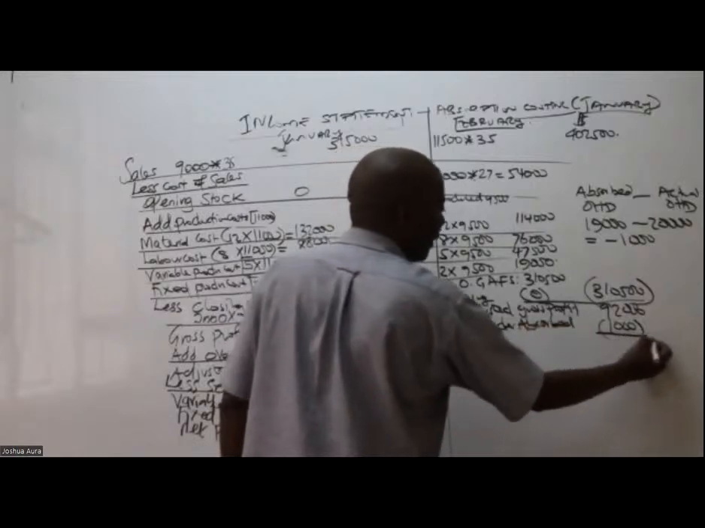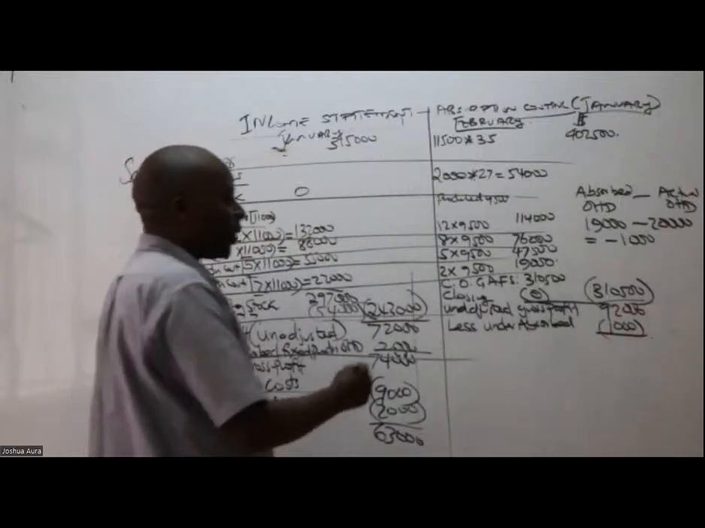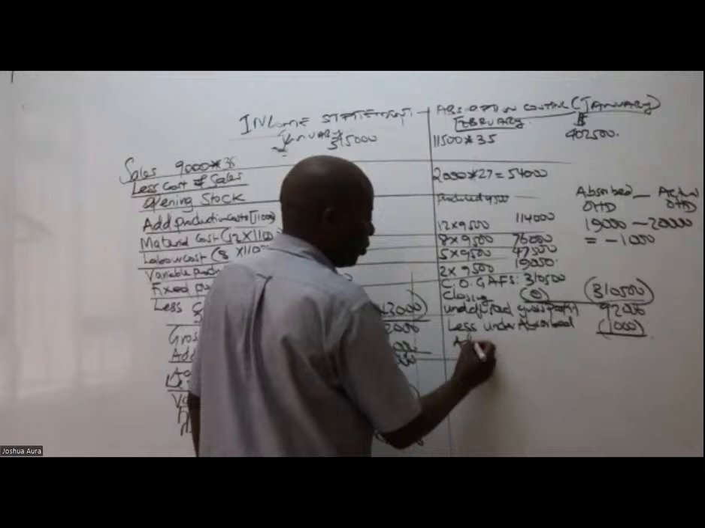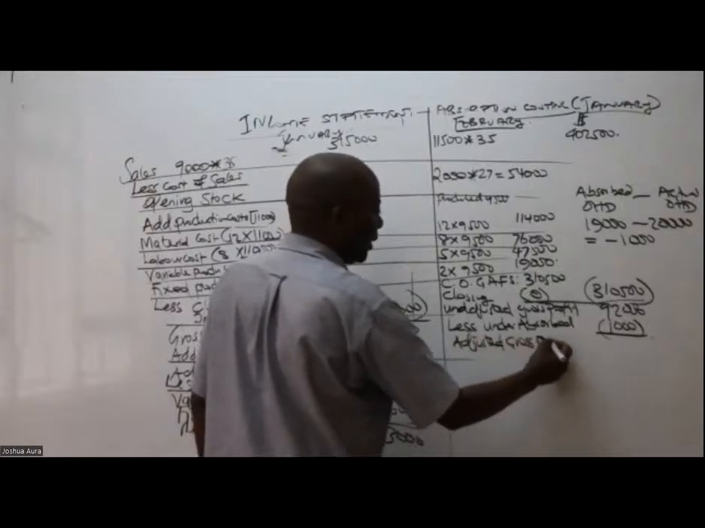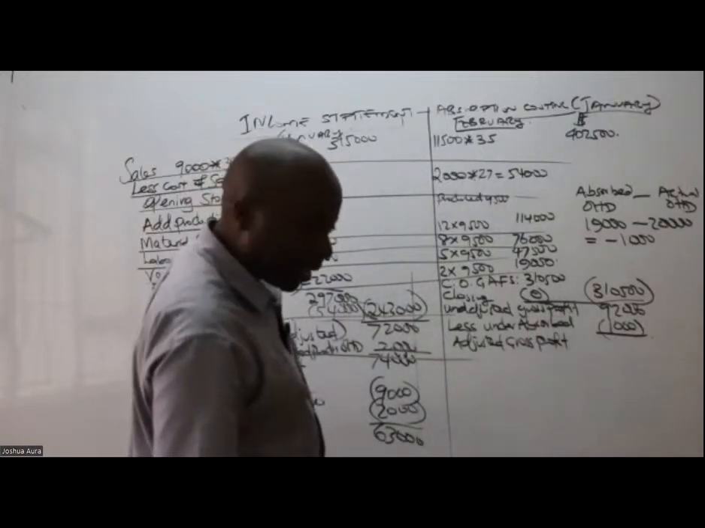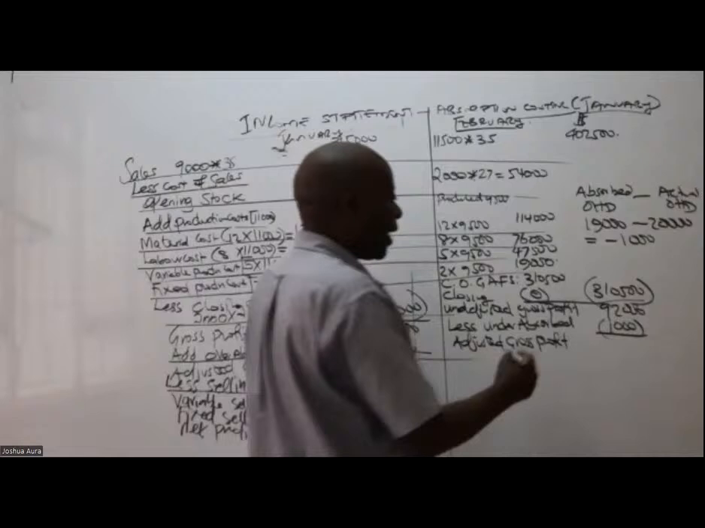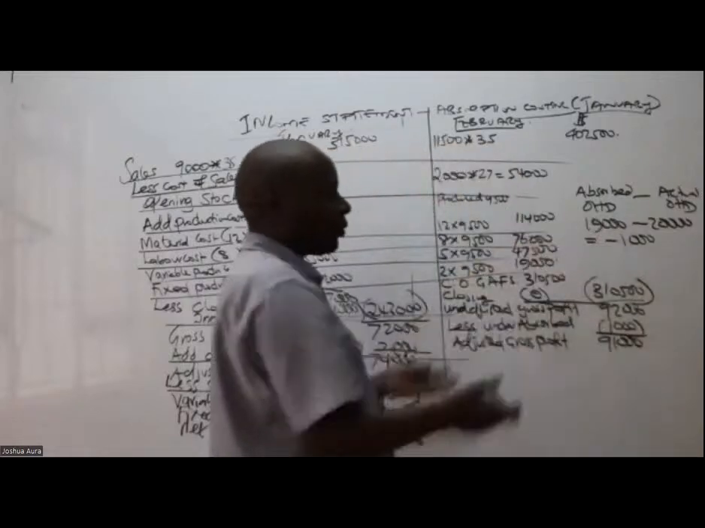Less under absorbed. So in this case here, what is our adjusted gross profit? Somebody talk to me. 93. 91. Should be 91,000. Don't add, because here we are subtracting.